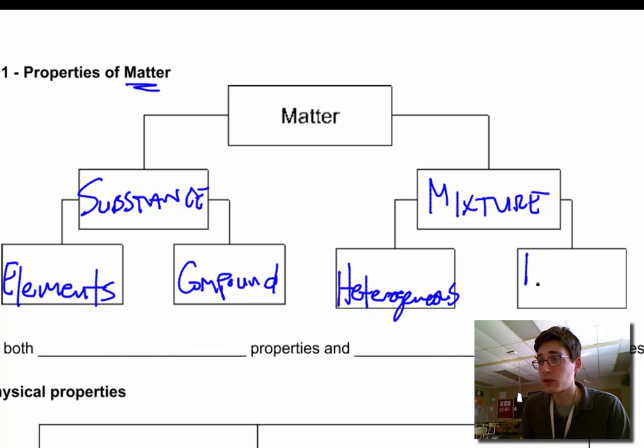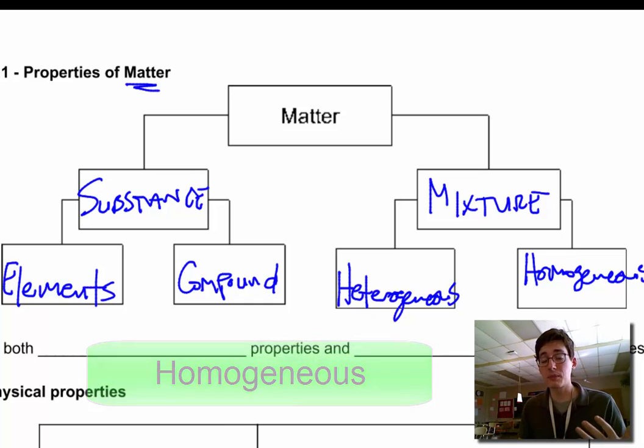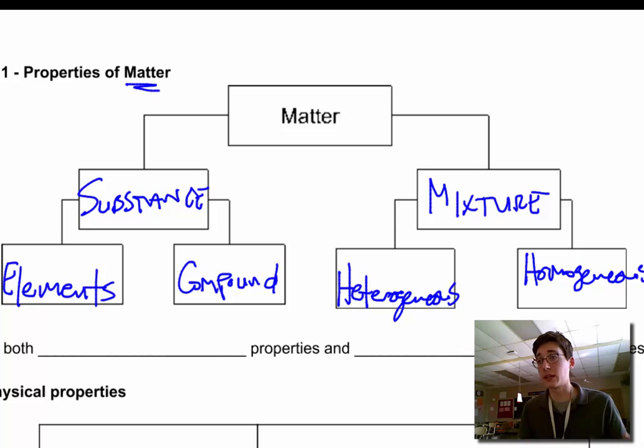Or there's the homogeneous. And a homogeneous mixture is like chocolate milk or water with food coloring in it. I know there's two things present, but I cannot see where one starts and the other one ends. Another homogeneous mixture is the air I'm breathing right now. There's nitrogen and oxygen, all kinds of stuff mixed in there, but I cannot see individual components.